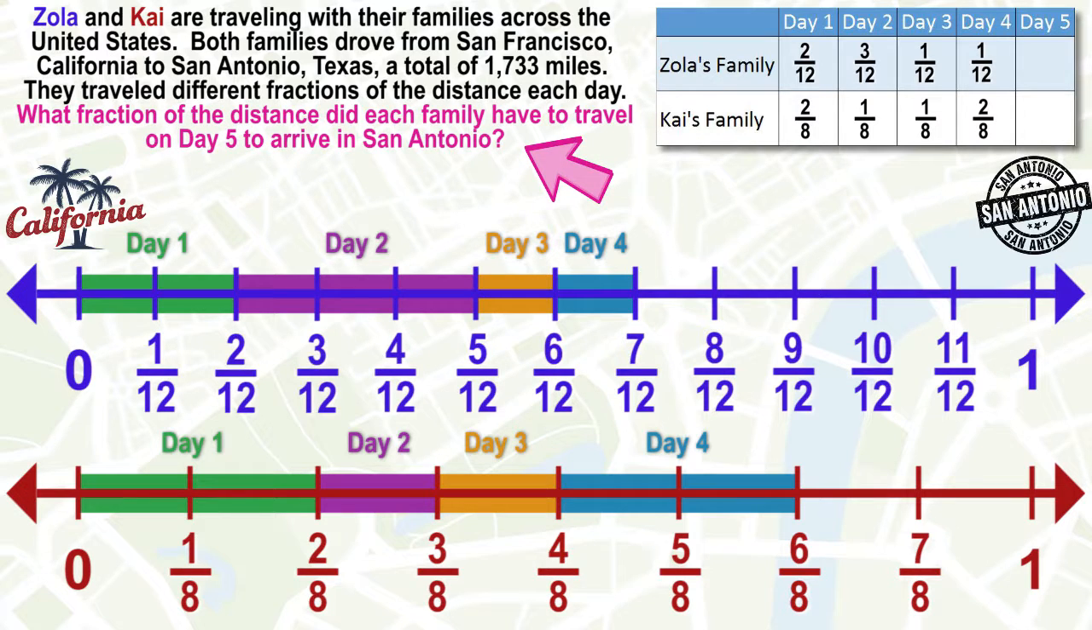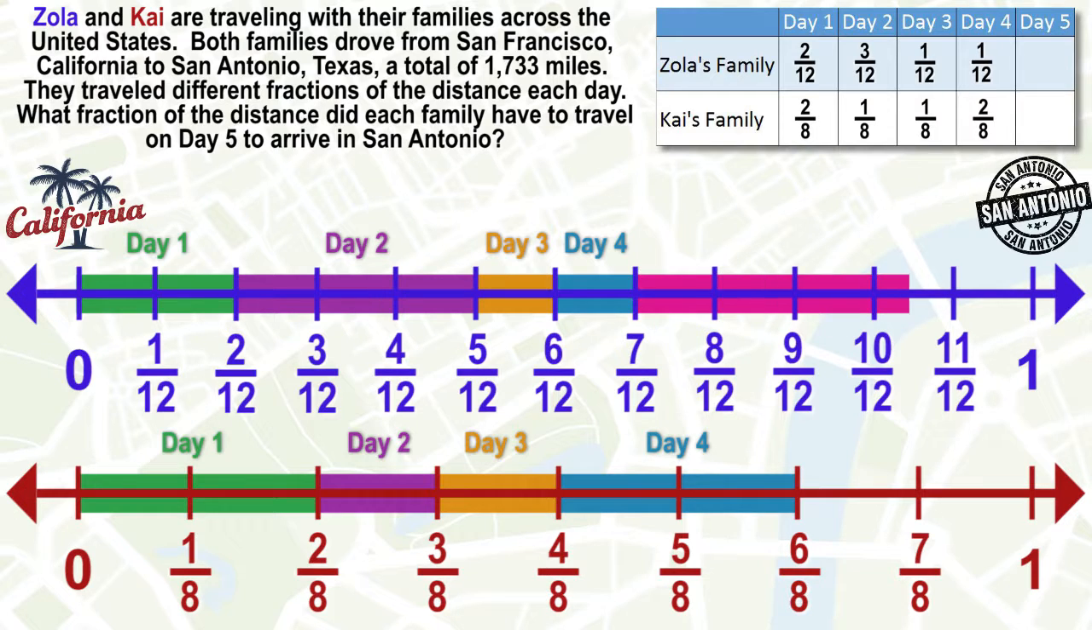The question asks how much more of the distance do they have left to go on day 5 to reach San Antonio? Looking at the number lines, the distance left to go can also be thought of as how much more is needed to get to 1. Zola's family has traveled a total of 7/12 of the distance. There are 5 more sections or 5 more twelfths to get to 1 whole. Record 5/12 for day 5 in the table.